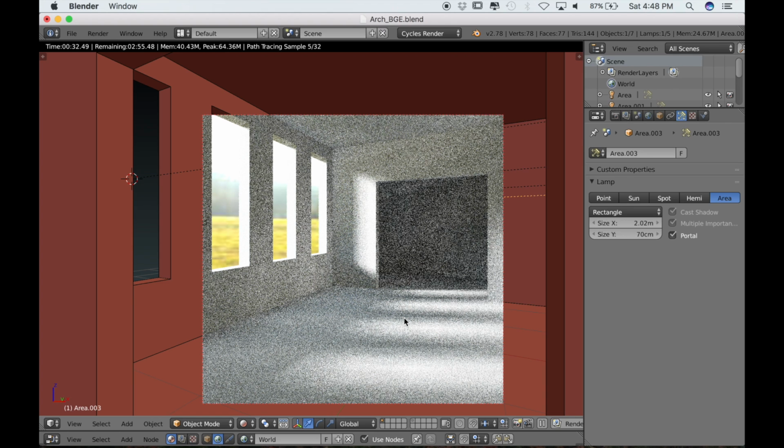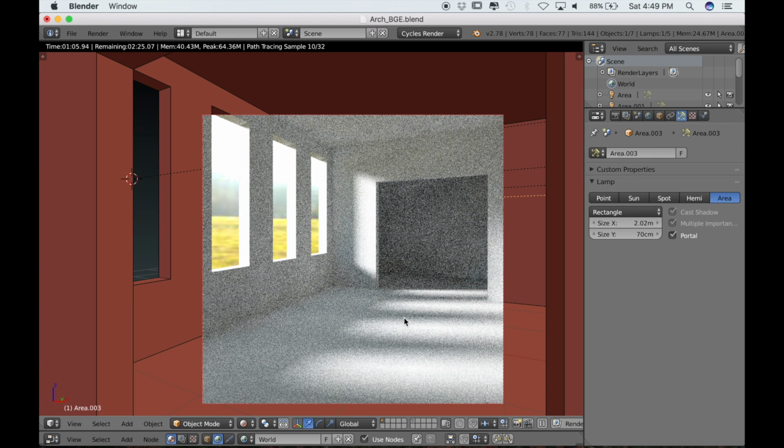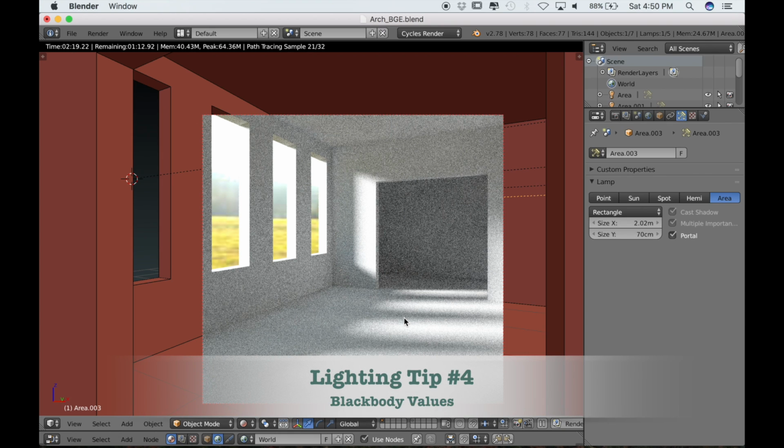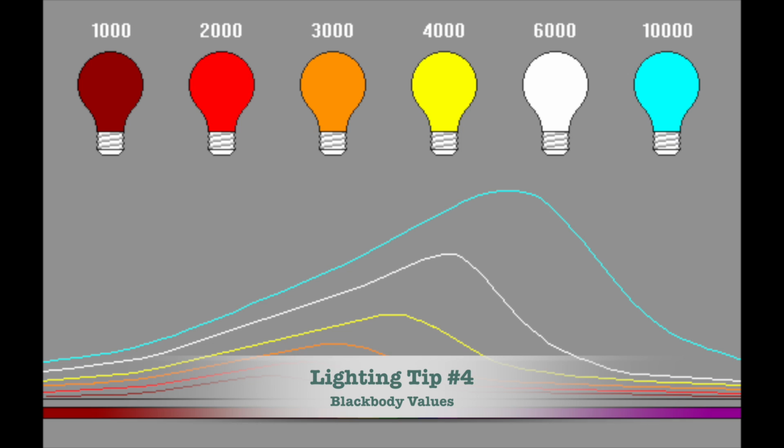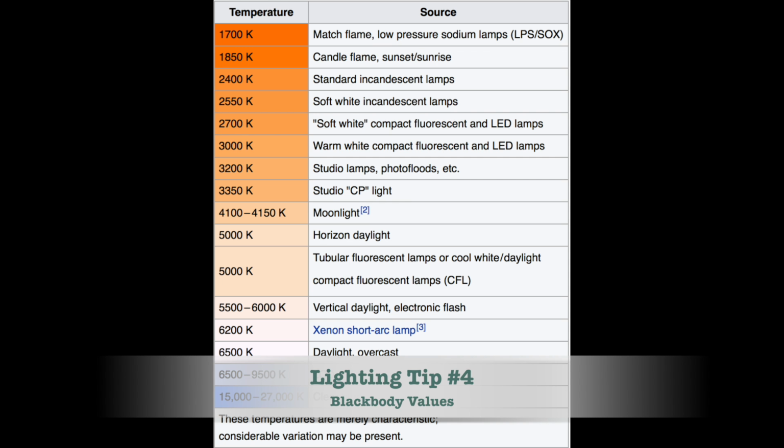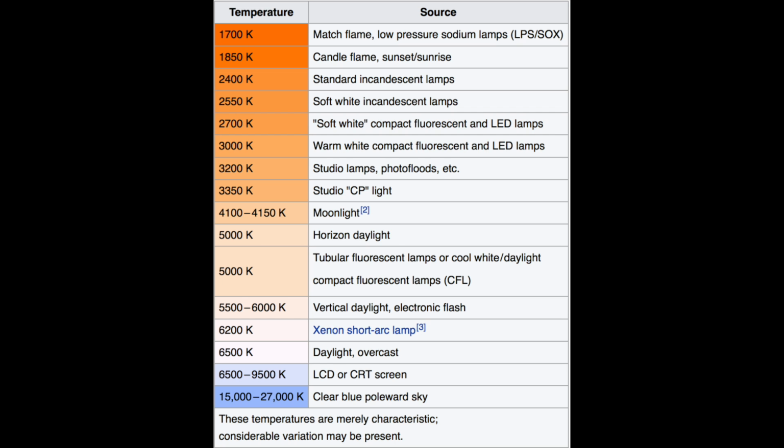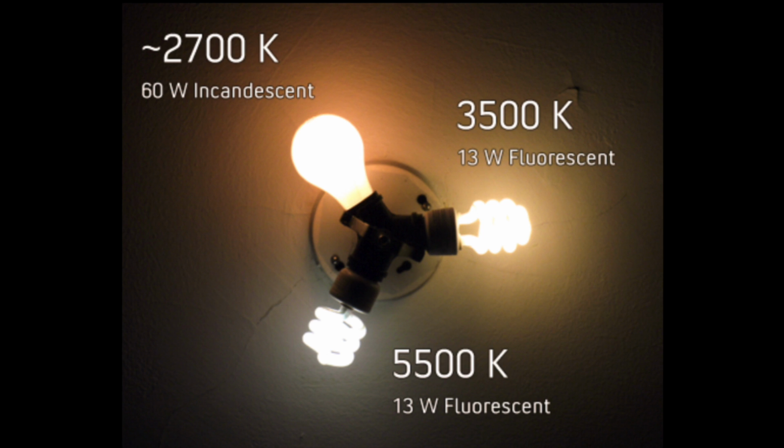And even though I won't be adding any objects into this scene for this demonstration, you'll probably want man-made lighting in your scene, lamps and such, in which case you would want to use black body values, which is essentially the color temperature of a light. Wikipedia has a lot of information on this, but here is probably the best example. It shows the different colors of different temperatures of light.